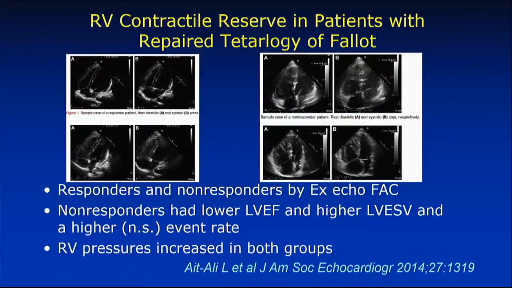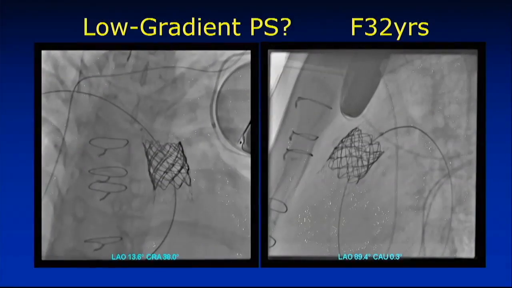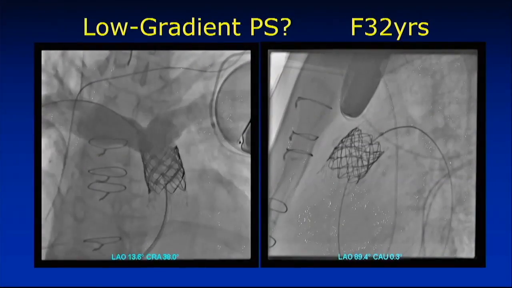And when you look at the data, there was an increase in RV pressure, but it was an increase in both groups, the responders and the non-responders. But at least it may tell us that we should look more closely at stressing these patients to find out about contractile reserve and further classify the severity of the stenosis.